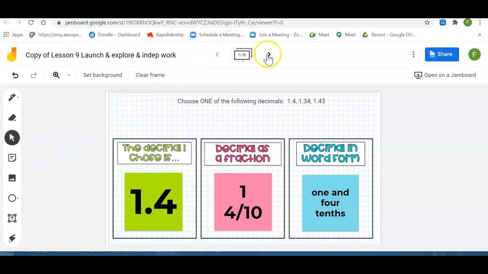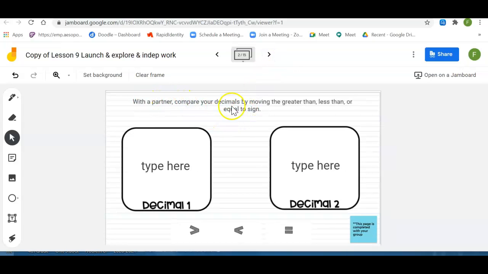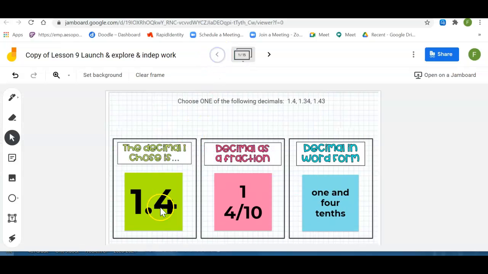Okay. Now, the next step is to go to our slide number 2. It says, with a partner, compare your decimals by moving the greater than, less than, or equal to sign. If you're working alone, you're not going to have a partner unless you have a family member. You can get a family member to work with you on here. But the decimal I chose is 1.4.